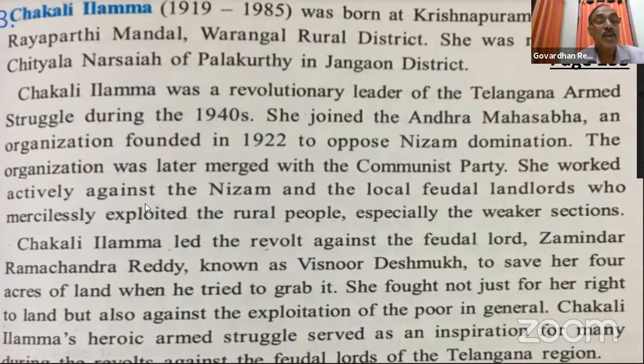She worked actively against the Nizam and the local feudal landlords who mercilessly exploited the rural people, especially the weaker sections. Chakali Ailamma led the revolt against the feudal lord, Zamindar Ramchandra Reddy, known as Vishnu Deshmukh, to save her 4 acres of land when he tried to grab it. She fought not just for her right to land, but also against the exploitation of the poor in general. Chakali Ailamma's heroic armed struggle served as an inspiration for many during the revolts against the feudal lords of the Telangana region. Now we shall see the questions.